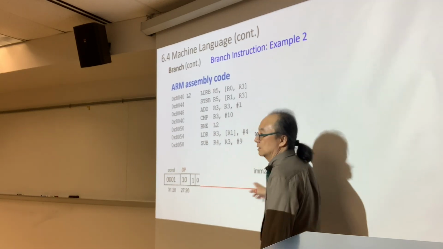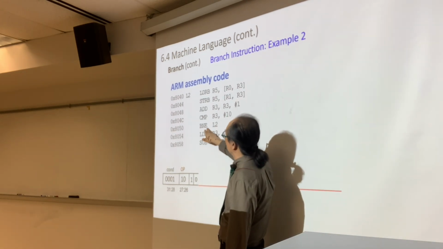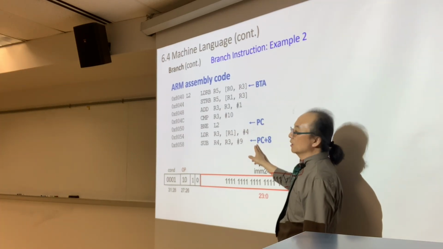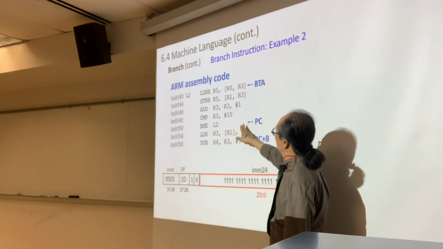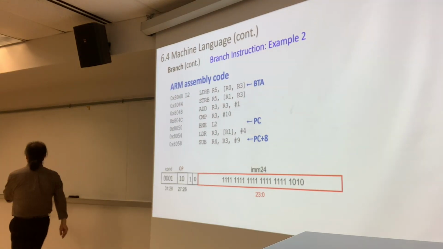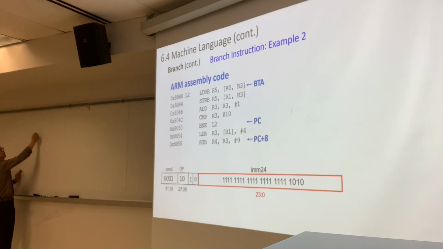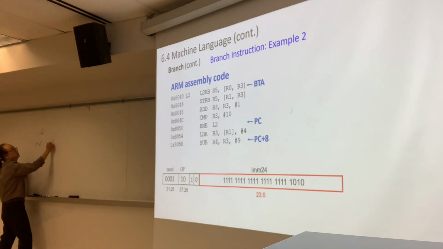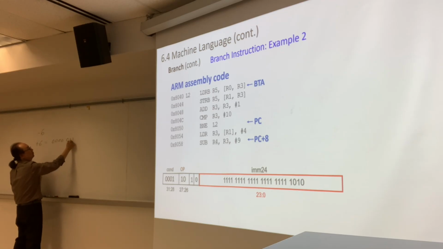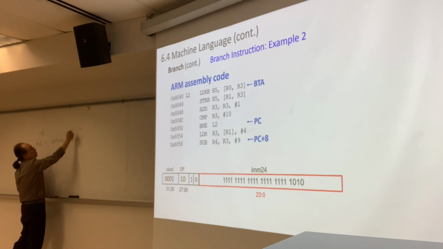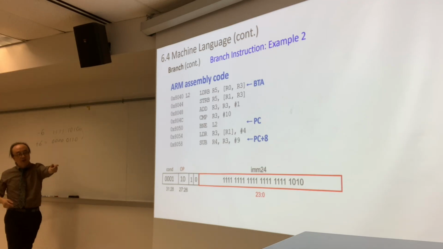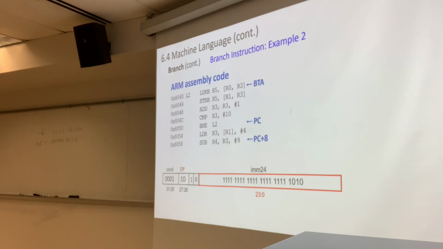Now we need to calculate this immediate 24. Right now PC is pointing here. PC plus 8 is here. Where do we want to go? Go up by 1, 2, 3, 4, 5, 6. This time going up by 6, so we have to use negative 6. A positive 6 is 0, 0, 0, 0, 0, 1, 1, 0. And then negative 6 in 2's complement is 1, 1, 1, 1, 1, 0, 1, 0. And for the whole 24 bits, that's just a sign extension. That's why we have that. So that's the signed number as the immediate 24.